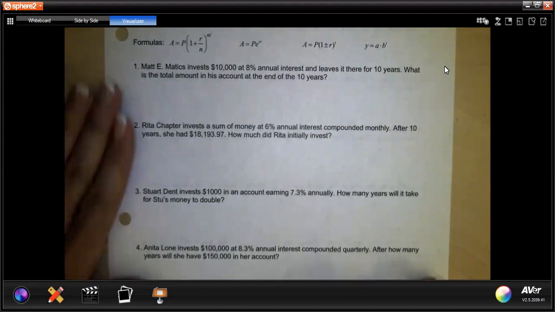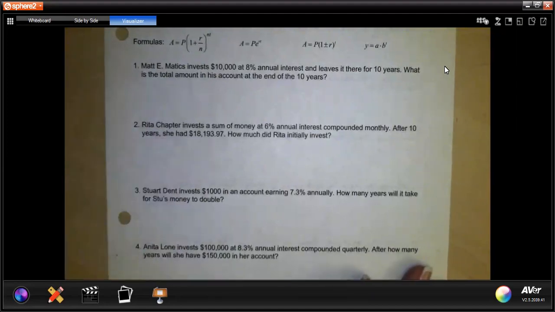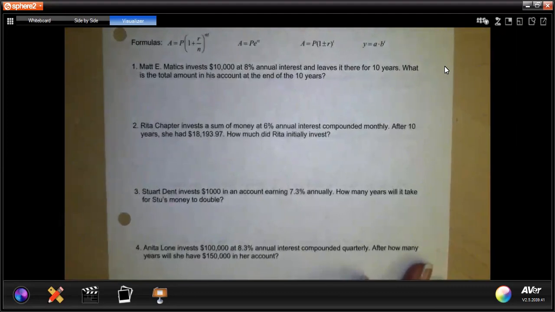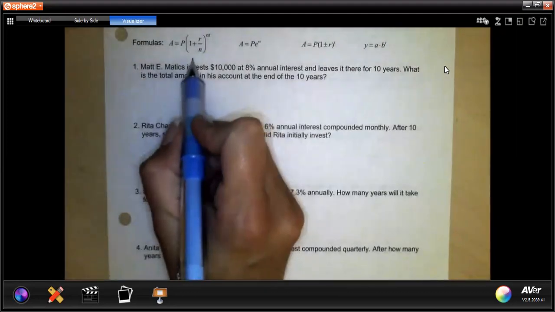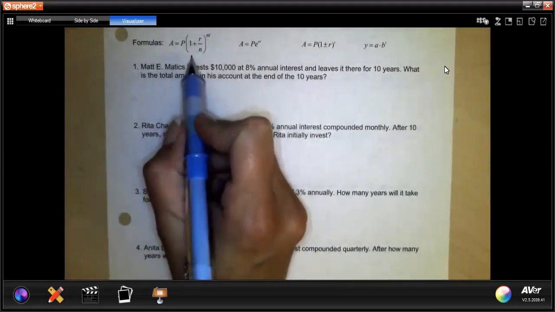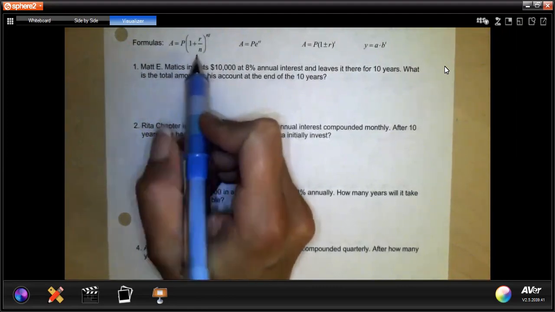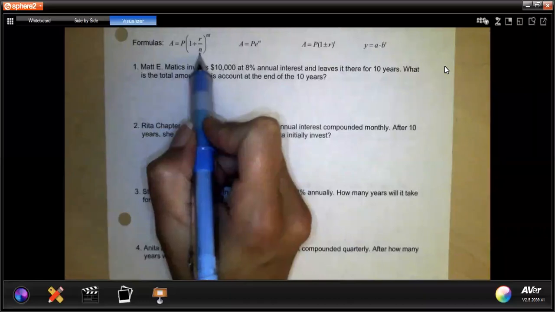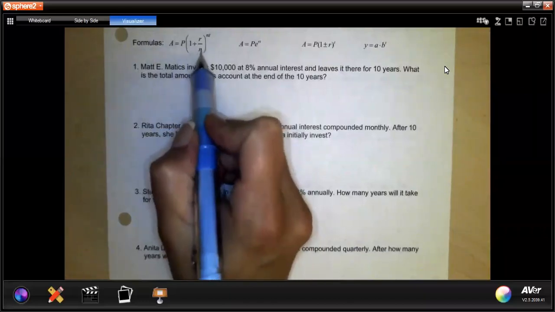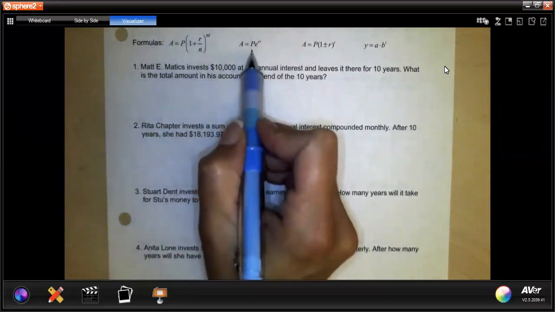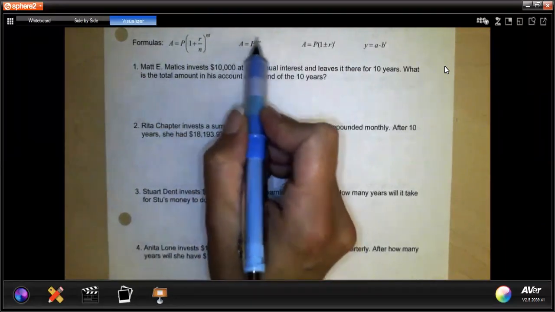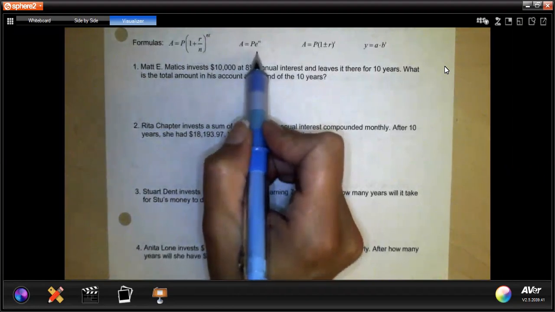So to start, we've got the formulas up on top for our exponential growth and decay. This formula is the one that you're going to use when you have compound interest and they give you a specific amount of time. So monthly, quarterly, semi-annually, and so on. That would be your n values. When it says compounding continuously, that's where we're using that PERT equation.